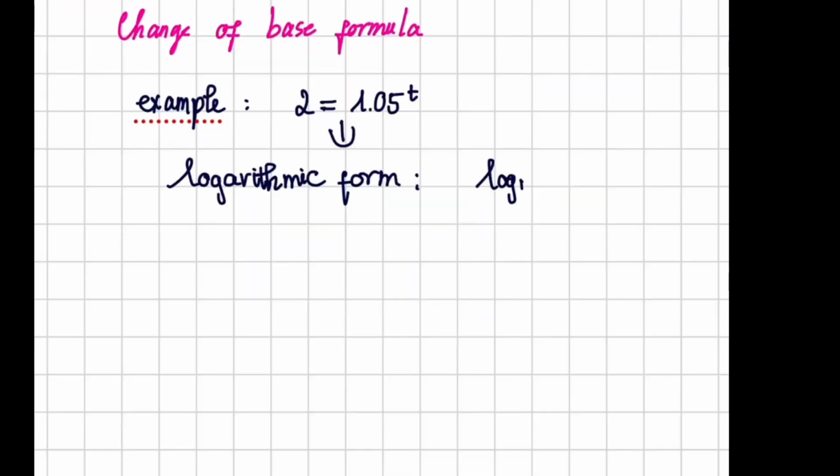The change of base formula. Now we have an equation like 2 equals 1.05 to the power of t. So basically we don't know the power yet.